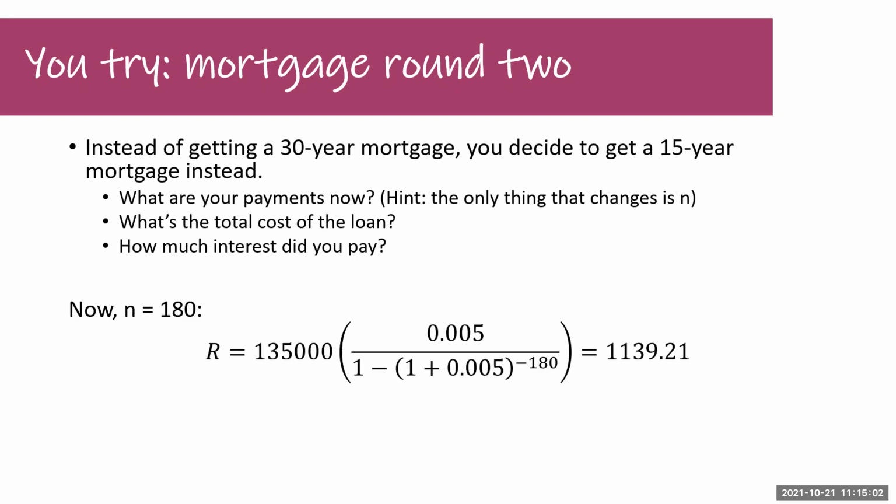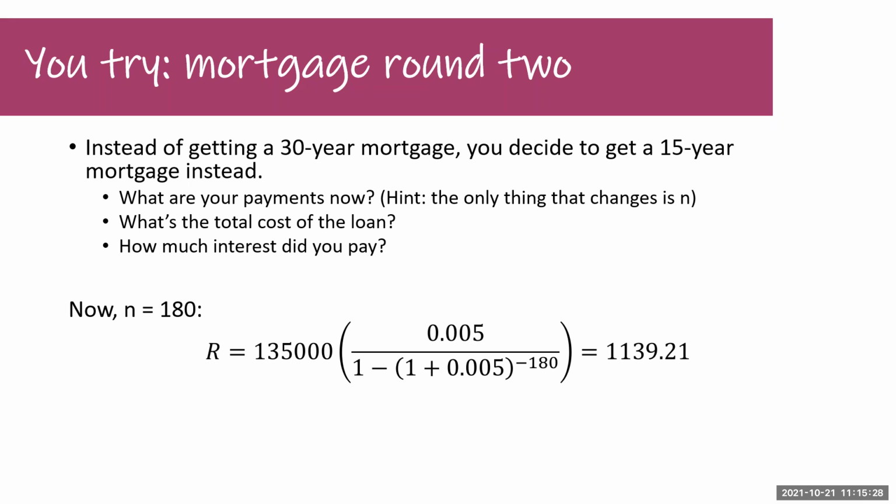So now N is 180 because 12 months times 15 years. Okay, we're not doing 12 times 30 anymore. We're doing 12 times 15. We still have $135,000 for the loan. 0.005 is going to be our interest rate, or our I per period. And if we plug all of this in, we see that our new payment is $1,139.21.